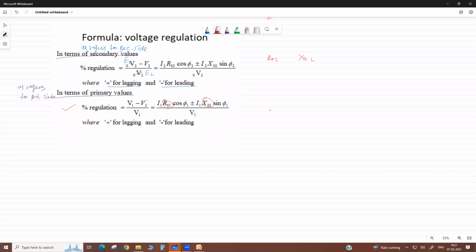When you calculate R01 and X01, you can transfer them into R02 and X02, because we know the turn ratio. When we transfer from primary to secondary side, they are multiplied by k square. Okay, correct. It is very useful, please.